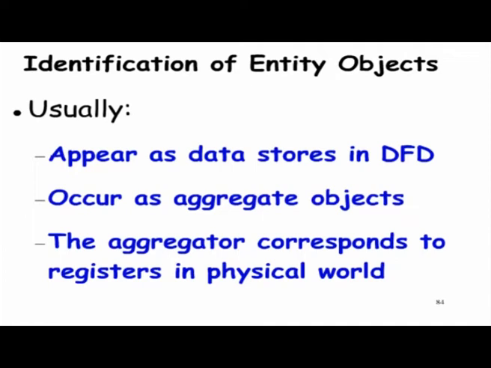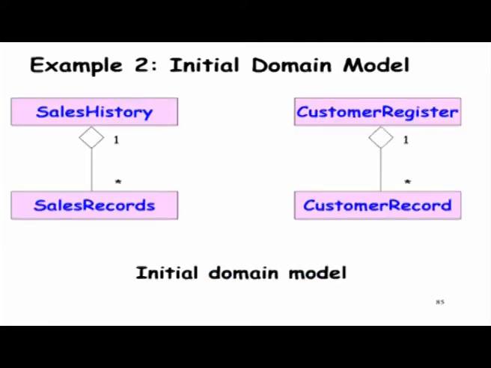The controller, boundary, etc., these are single classes, but here typically we represent them using the aggregate relationship between classes. As an example, sales history consists of many sales records. So typically the entity classes appear like this. They are aggregate classes, and typically the entity classes are stored in a database.